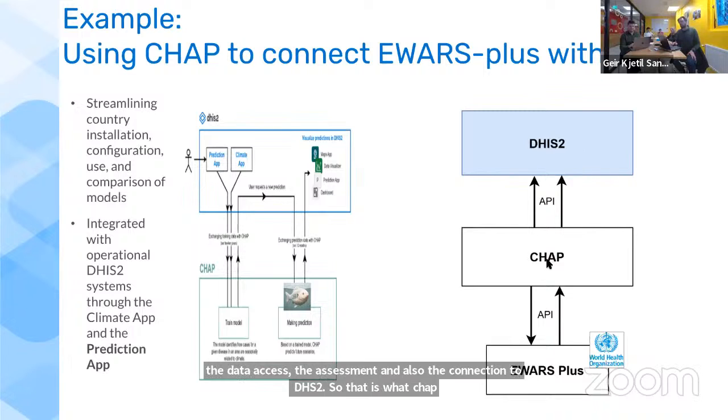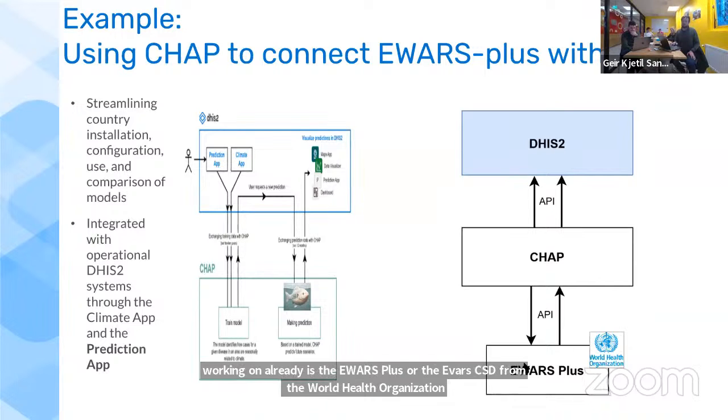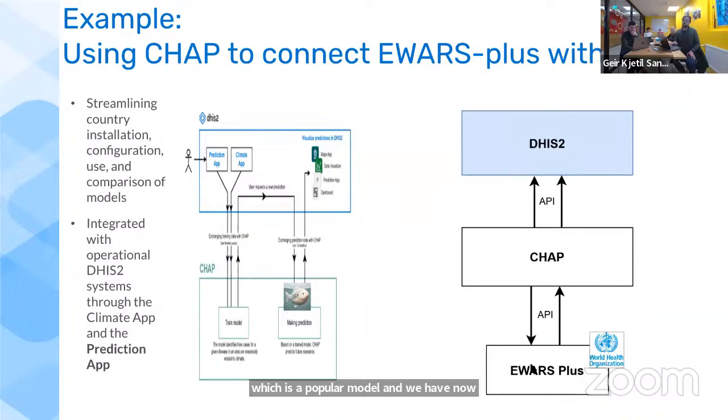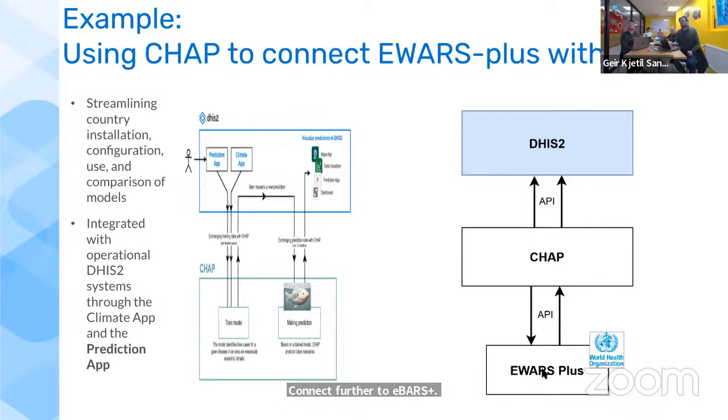And then one thing we have concretely started working on already is the EVARS Plus or the EVARS CSD from the World Health Organization, which is a popular model, and we have now integrated it with CHAP, so that countries that have CHAP connected to their DHIS2 system can then, from the DHIS2 system, connect to CHAP, connect further to EVARS Plus, train models in EVARS Plus, make forecasts with EVARS Plus, get the data back to CHAP and back to DHIS2. So this is one of the models that we have worked on.